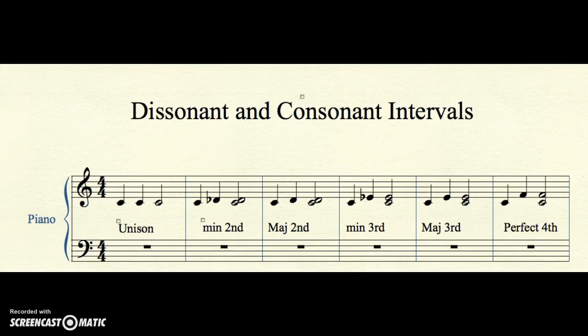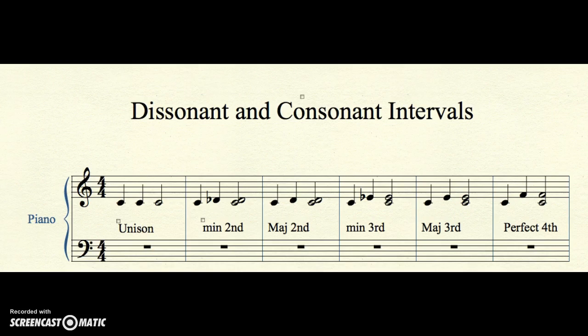Alright, so now we're going to talk about dissonant and consonant intervals. First I'll go over the definition of dissonant and consonant. Some intervals sound really nice and pleasing to the ear. We call these consonant. And then some intervals sound really nasty and clash when we hear them. These are called dissonant.